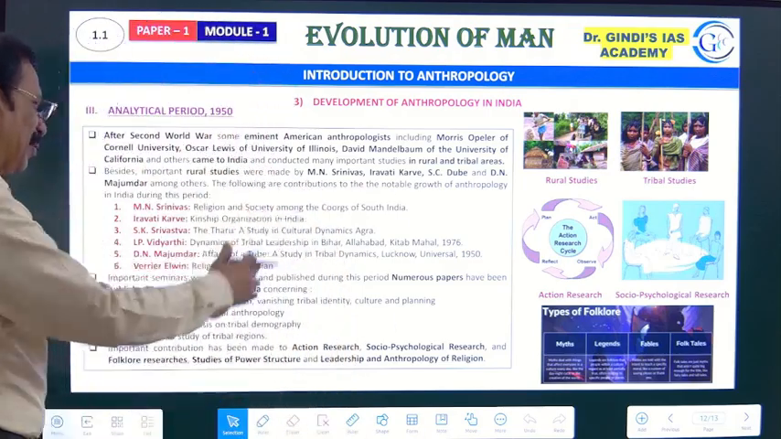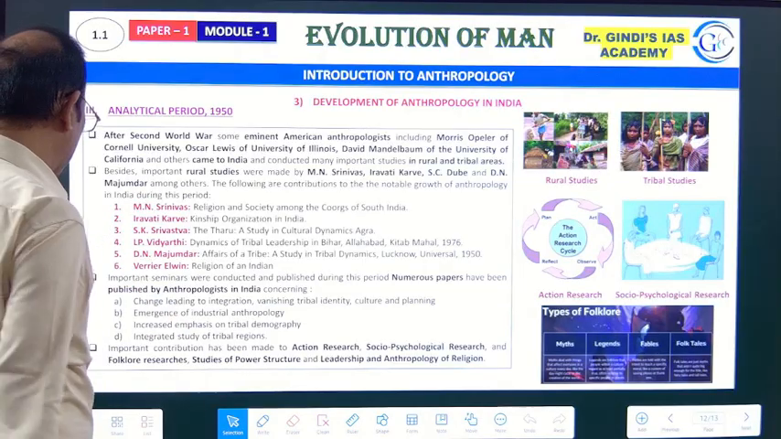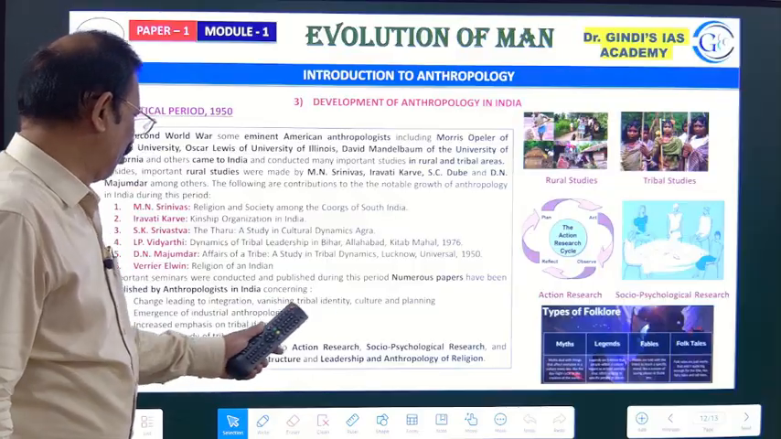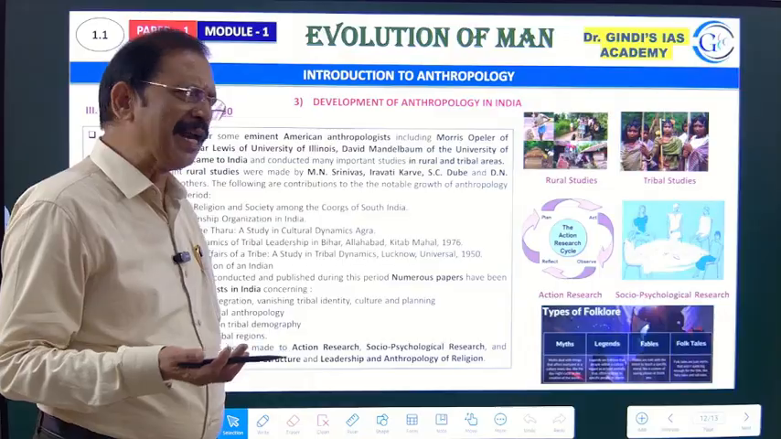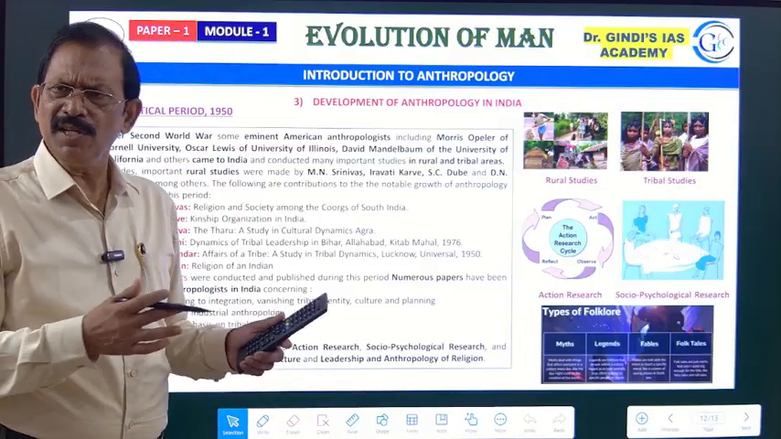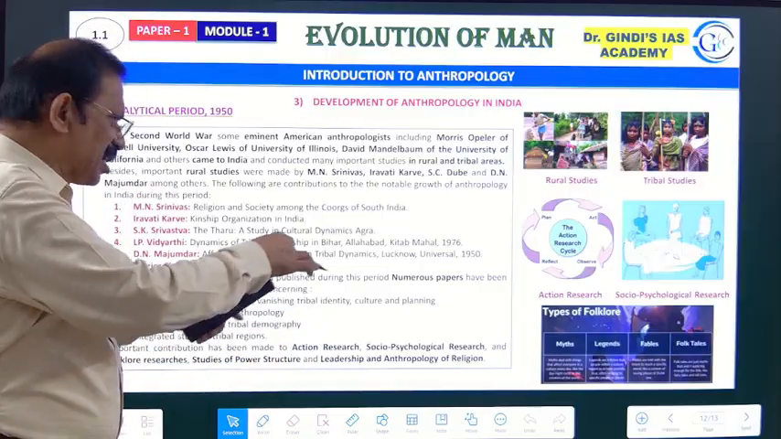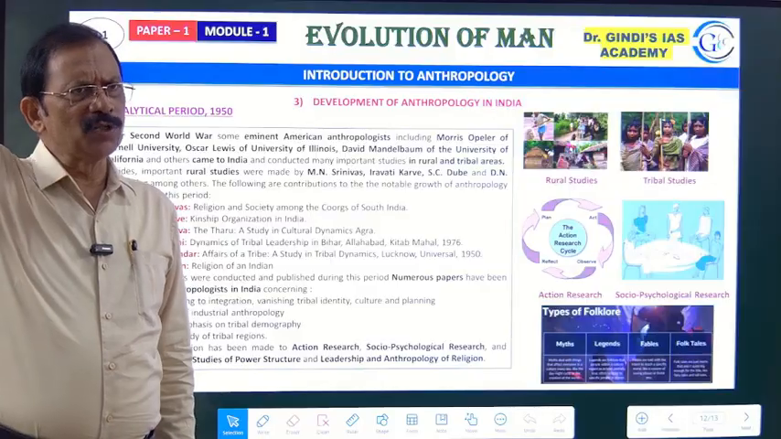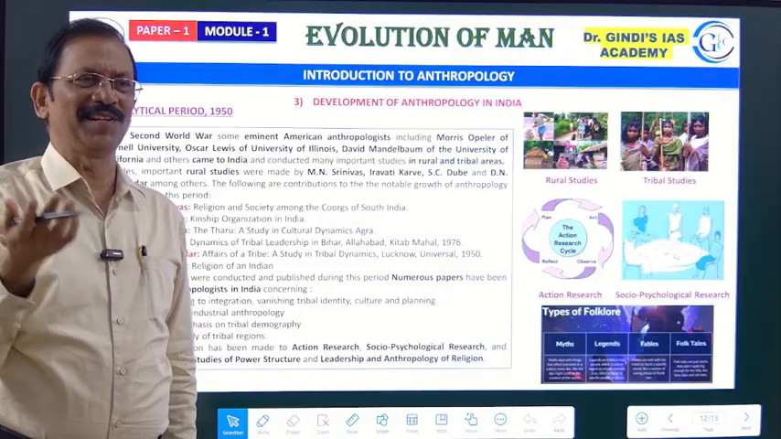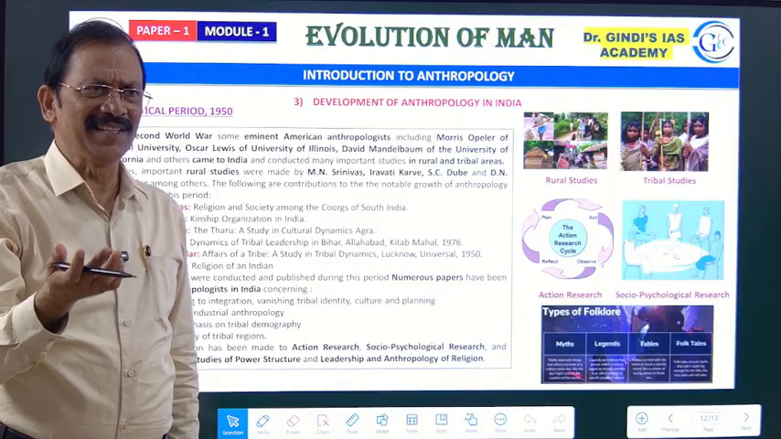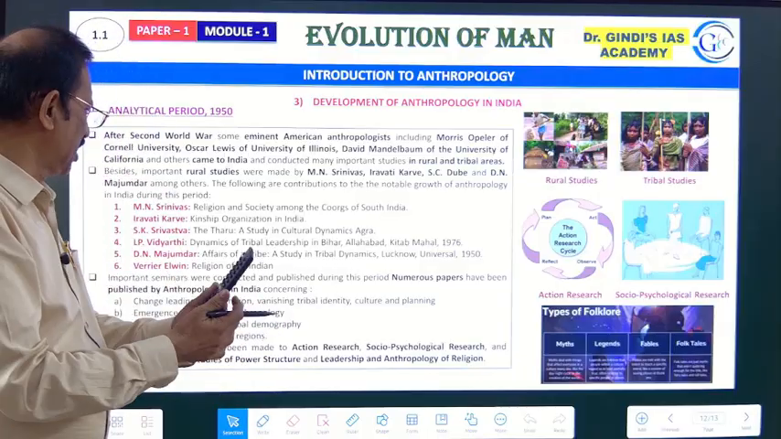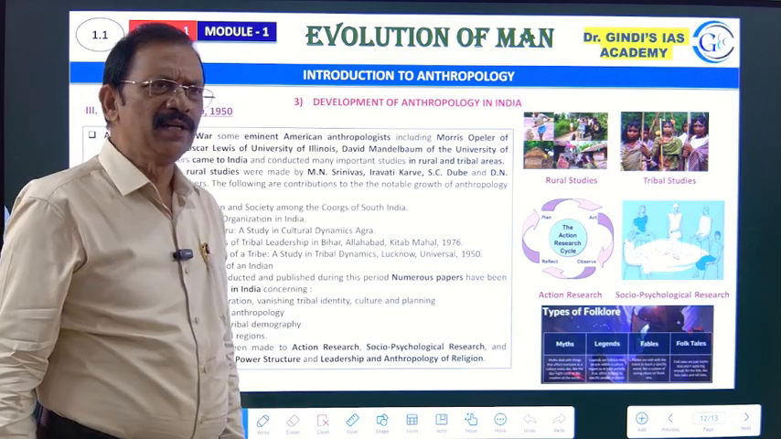So numerous publications have been published by anthropology in India concerning change leading to integration, vanishing tribal identity, culture and planning. Yes, change leads to integration. Everything changes. Previously, only at the outskirts of villages some people used to live. Nowadays, you know very well, everything changes. It is a welcome change. Yes, change leads to integration. And vanishing tribal identity.